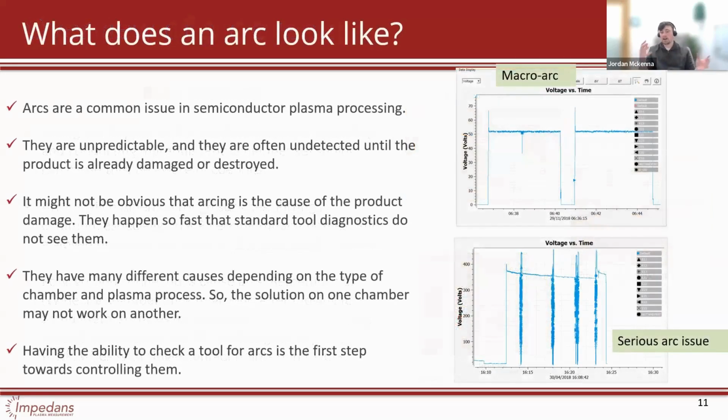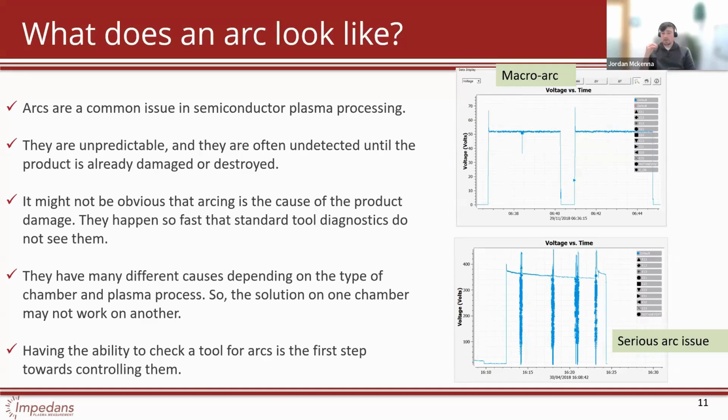But what does an arc actually look like? Here we've pulled some data from our Impedance Alpha software. Arcs are unpredictable, and they're often not detected until the product is already damaged or destroyed. It may not be obvious that arcing occurs because arcs can be nanoseconds long and happen so fast that standard tools just don't catch them.